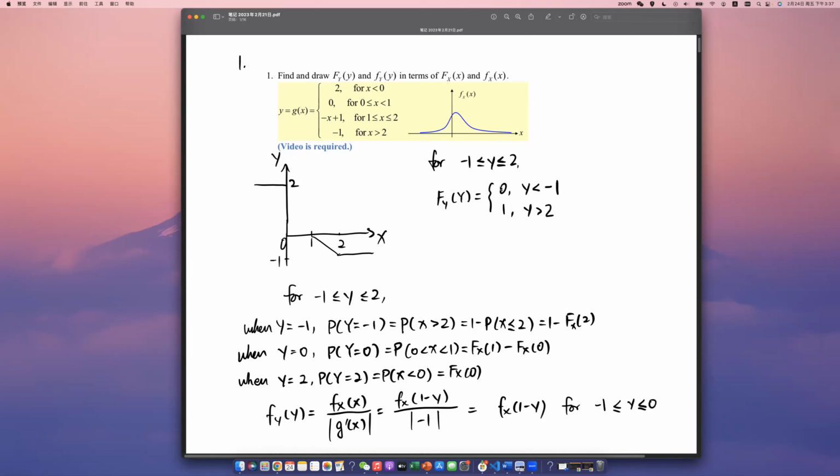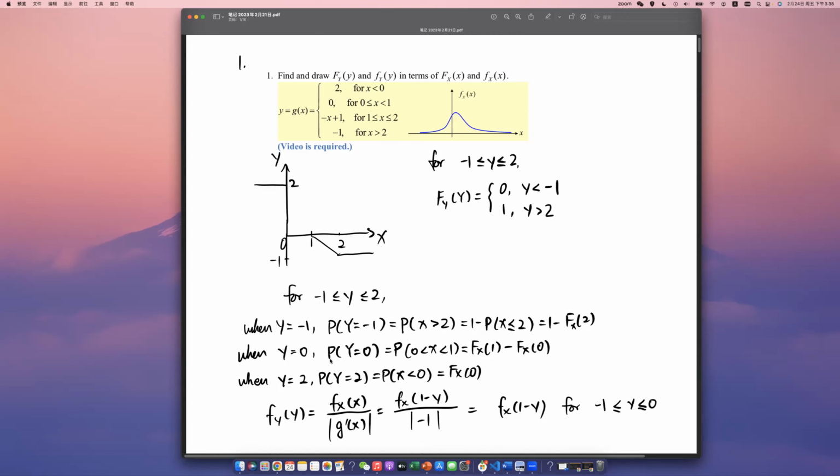F_Y should be 0 when y is less than minus 1, because it is impossible for y to be minus 1 or less, and the probability of y greater than 2 should be 1, like the distribution function. So we can find when y equals minus 1, the probability is equal to x greater than 2, which is equal to 1 minus the probability of x less than 2, and it's 1 minus the distribution function, big F function of x when x equals 2.